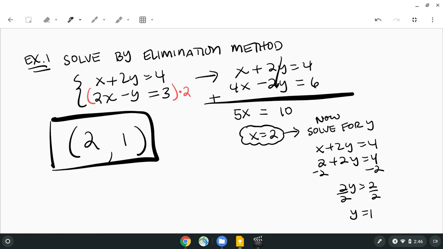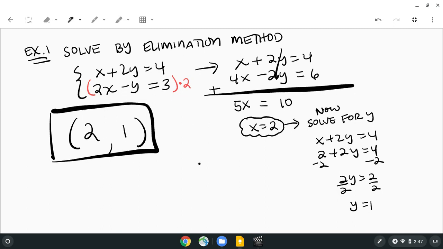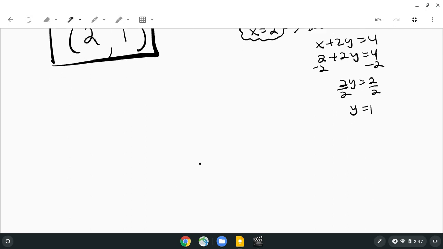And you can always go back, plug them in, and check to see if this is correct. Plug in 2: 2 plus 2 times 1 equals 4. True. Check in the second one: 2 times 2 is 4, minus 1 is 3. True. So this works. All right, so let's take a look at this one.